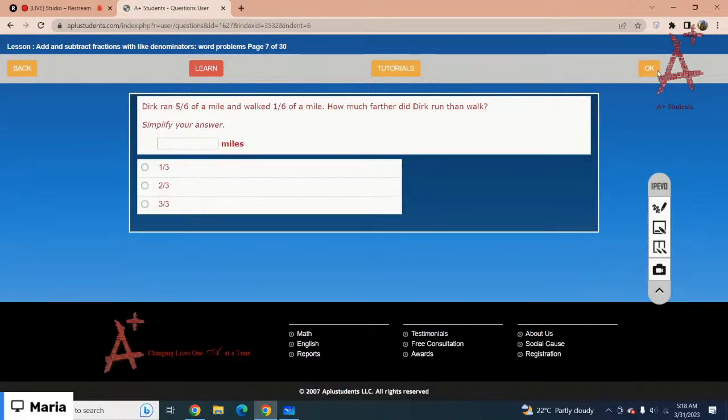Okay, Dick ran 5/6 of a mile and walked 1/6 of a mile. How much farther did Dick run than walk? So you have to subtract 1/6 out of 5/6. So which is the correct option? 5 minus 1 is 4. It would be 4 over 6. You have to divide them by a common number, 2. It would be then 2 over 3. So the correct option is 2 over 3.